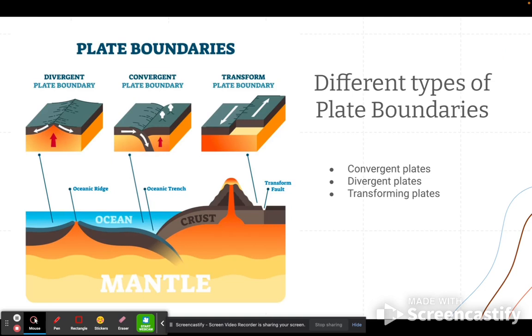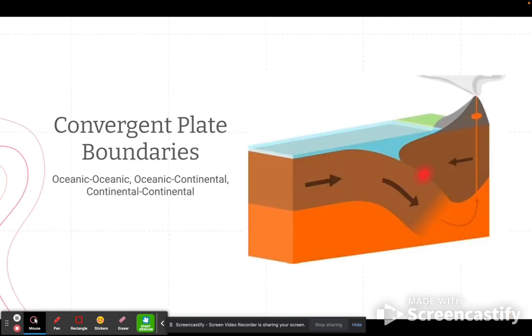There are three different types of plate boundaries we will go through: convergent, divergent, and transform. When two plates come together, it's known as a convergent boundary. The impact of the colliding plates can cause the edge of one or both plates to buckle up into mountain ranges, or one of the plates may bend down into a deep seafloor trench.